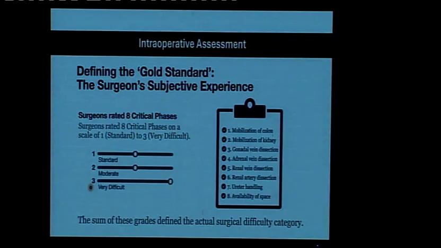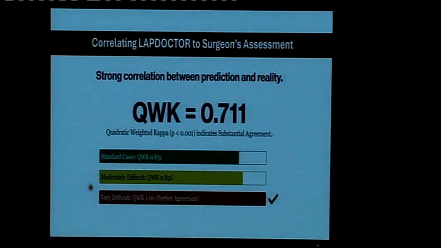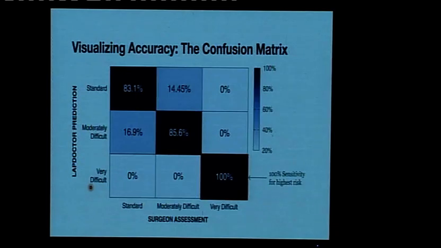And when the preoperative LAPDOCTOR score was weighted against the intraoperative assessment by the surgeon, the authors found a strong correlation between the prediction and reality, with the quadratic weighted kappa indicating substantial agreement, with perfect agreement for the very difficult cases. Also, for the confusion matrix, as you can see, the sensitivity of the score for the standard cases was 83%, for the moderately difficult cases was 85%, and 100% sensitivity for the highest risk.